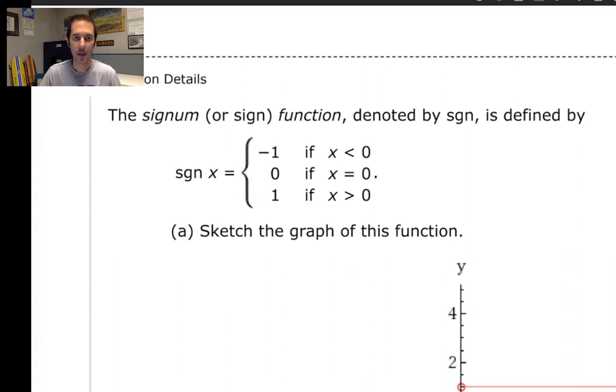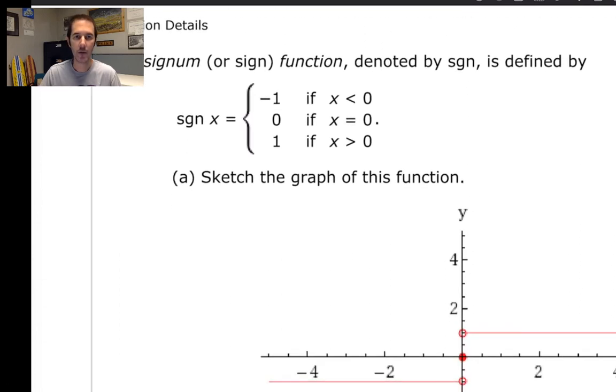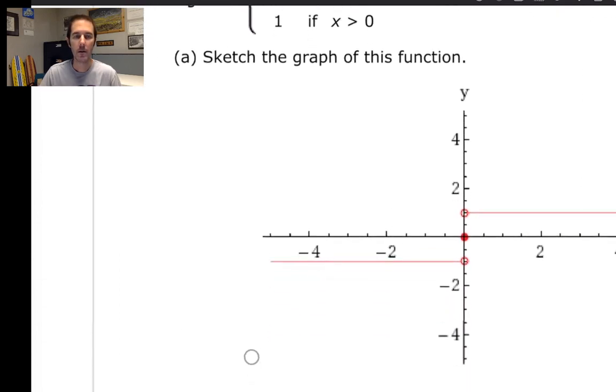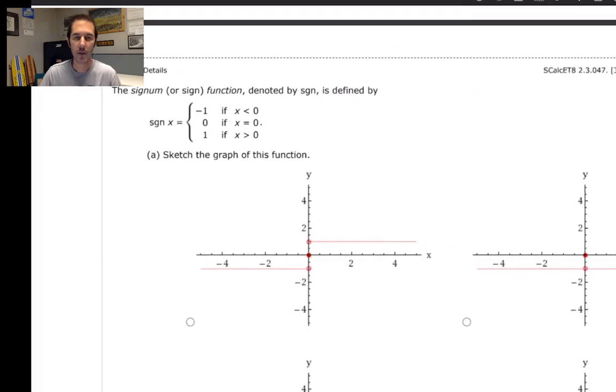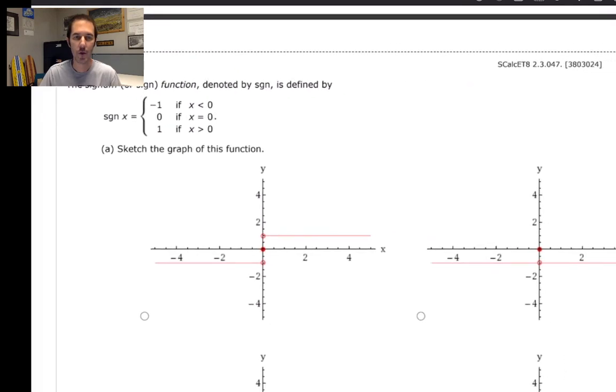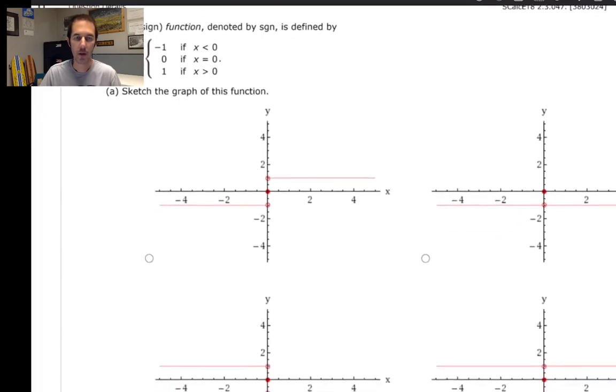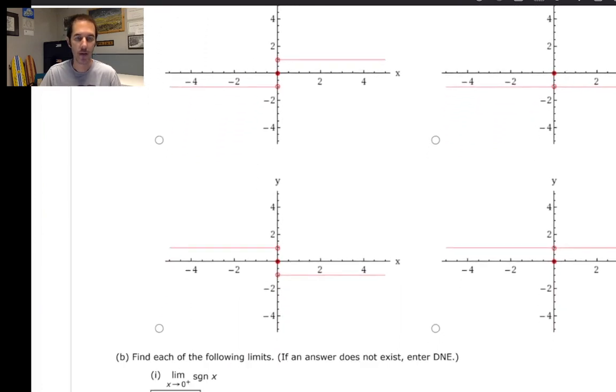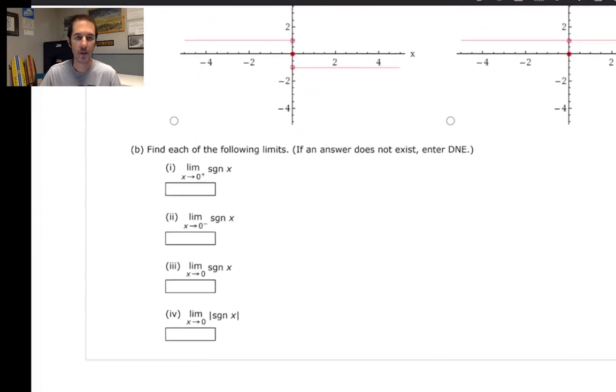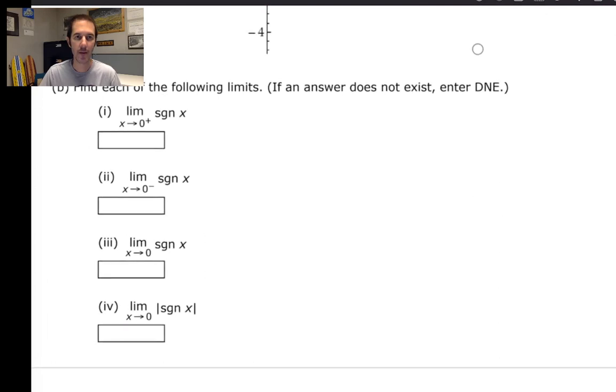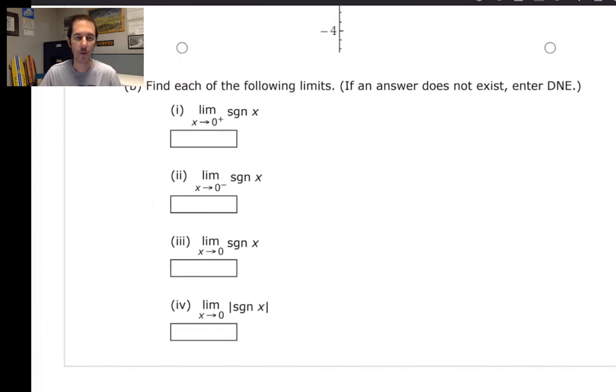Number 11, same idea. It's a piecewise function. You are being asked initially to choose the graph of that piecewise function. I think that's great that you're going to do that first, and then there are some limit questions coming in after that, where some of them are one-sided limits, some of them are trying to make sure that the limit from the left and from the right equal each other.